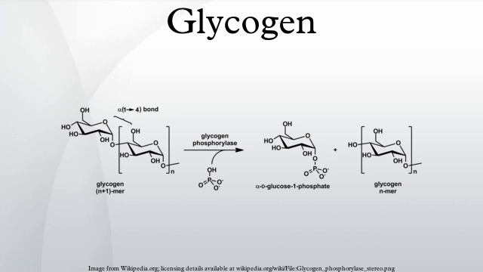The empirical formula for glycogen of (C6H10O5)n was established by Kekulé in 1858.